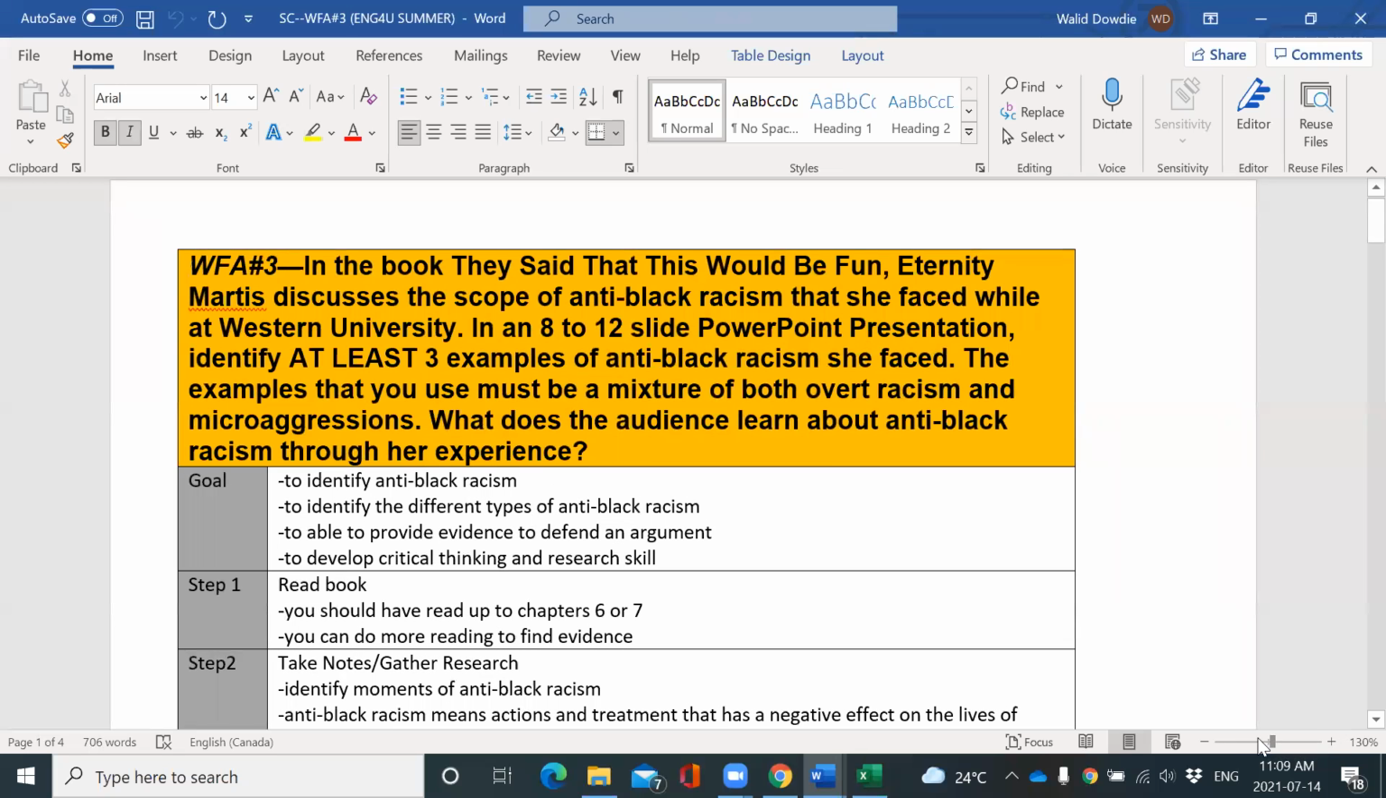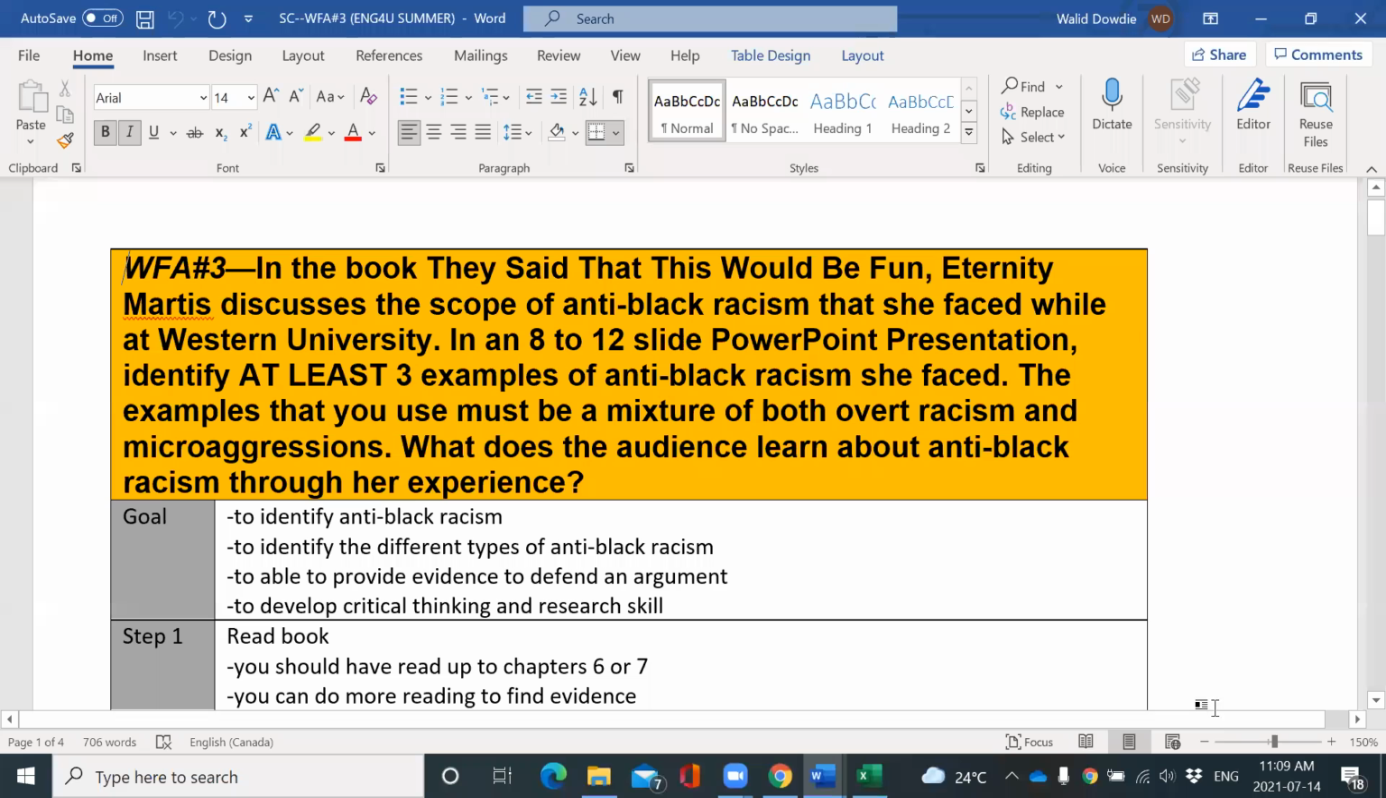Let's look at the success criteria. So the goal is to identify anti-Black racism, to identify different types of anti-Black racism, to be able to provide evidence and defend an argument, and develop critical thinking and research skills. So it's about making an argument, having an opinion, backing it up with facts.